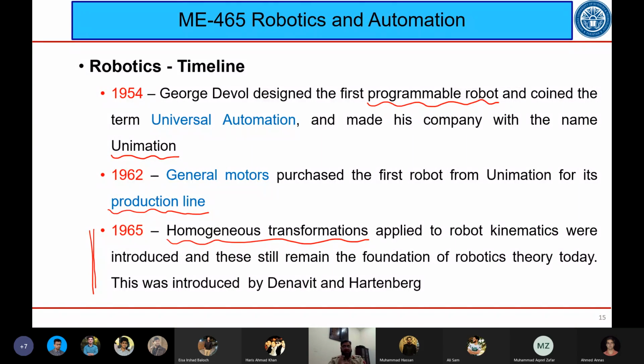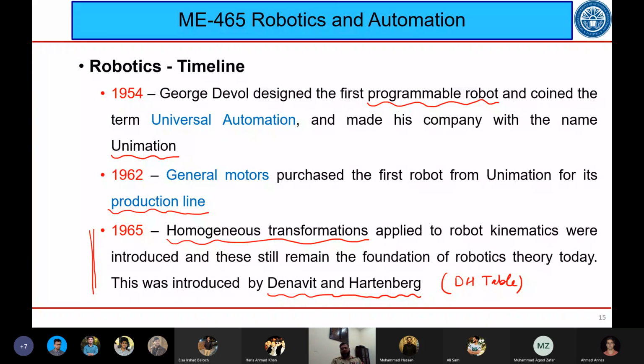ये हमें बताएंगे कि हाउ द एंड इफेक्टर, how the hand of a robot, how the tool which is at the end of the robot can reach a certain place and then work on something. So ये वो kinematics हैं जो कि इंट्रोड्यूस की गईं 1964 में, और ये जो है वो डायनामिट एंड हैटनबर्ग, ये दो साइंटिस्ट हैं जिन्होंने ये किया, और इसको हम DH टेबल कहते हैं, ये हम पढ़ेंगे. We will study DH टेबल.